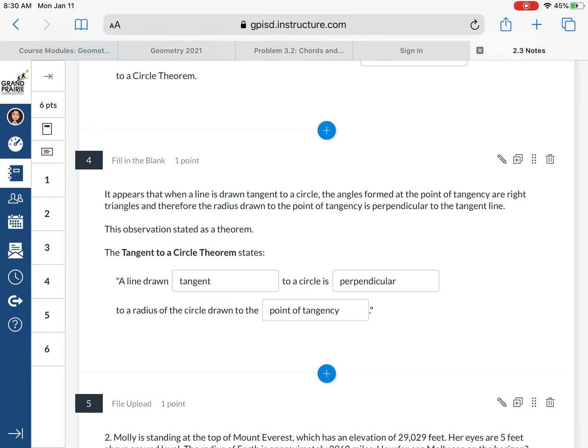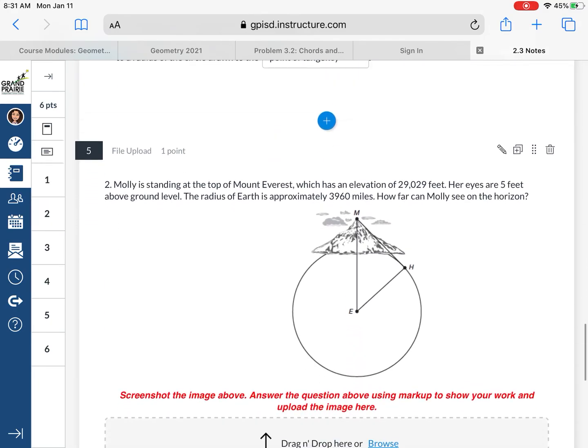It says, it appears that when a line is drawn tangent to a circle, the angles formed at the point of tangency are right angles, and therefore the radius drawn to the point of tangency is perpendicular to the tangent line. This is just stating what we just learned, okay? This observation is stated as a theorem, and so the tangent of a circle theorem states that a line drawn tangent to a circle is perpendicular to a radius of the circle drawn to the point of tangency.